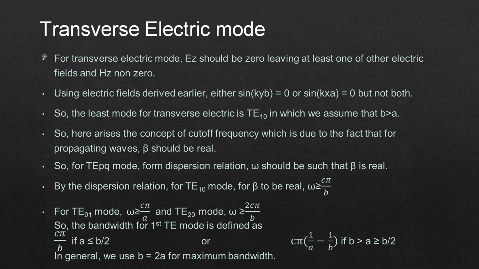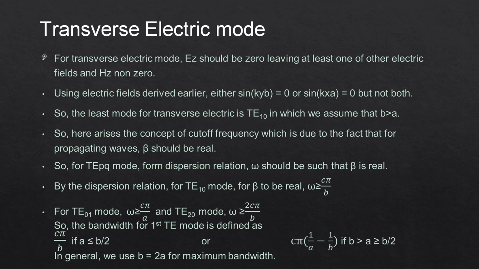So let us talk about transverse electric mode first. The condition for transverse electric mode is that the electric field in the direction of propagation of the wave should be 0, and at least one of the other electric fields must be non-zero, including the magnetic field in the direction of propagation. So using the equations we discussed just before this, either sin kyb equal to 0 or sin kxa equal to 0, but not both.